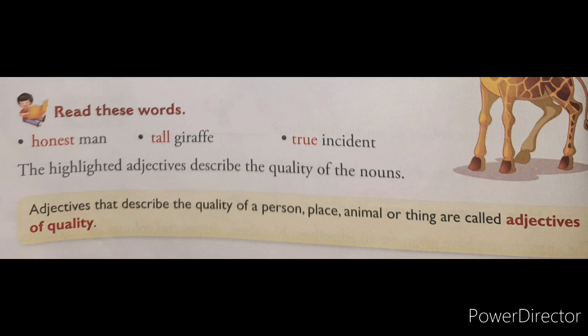The highlighted adjectives describe the quality of the noun. Here, noun means upside you can see man. Man is the noun in the first example. Second, giraffe is a noun. And third example, incident, it is one noun. And all these nouns are described by adjectives. And these words or adjectives, they are which type of adjective? Adjectives of quality.